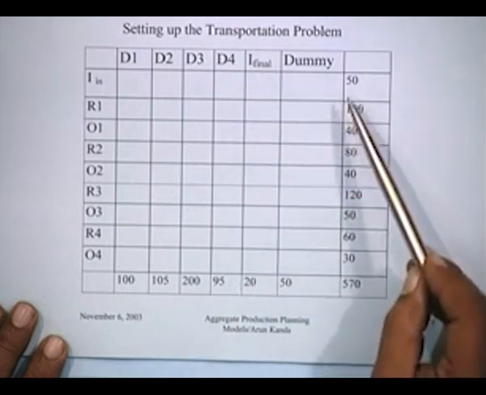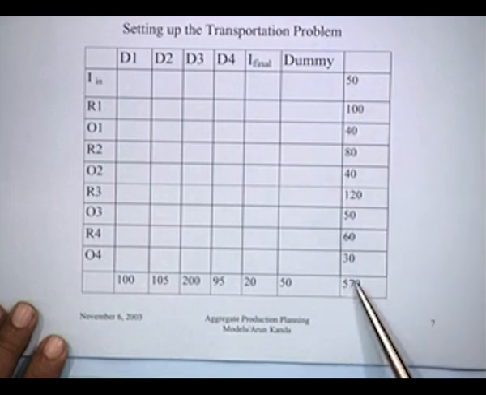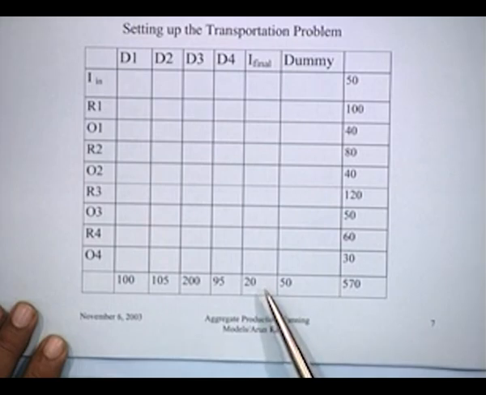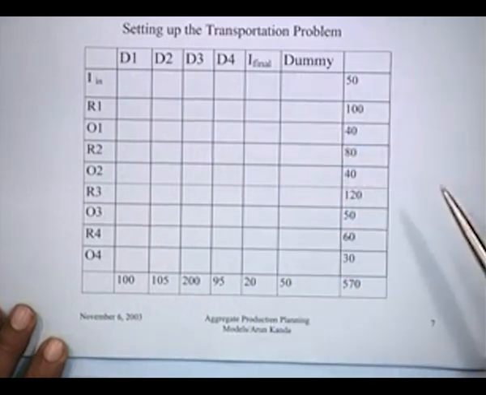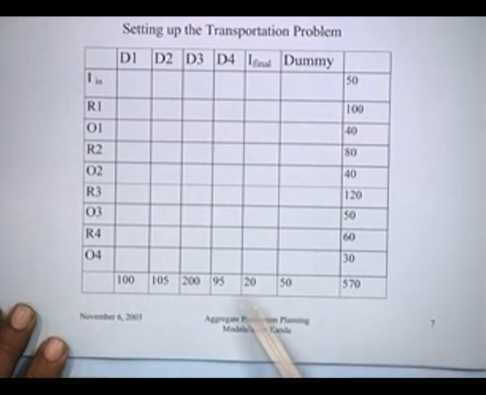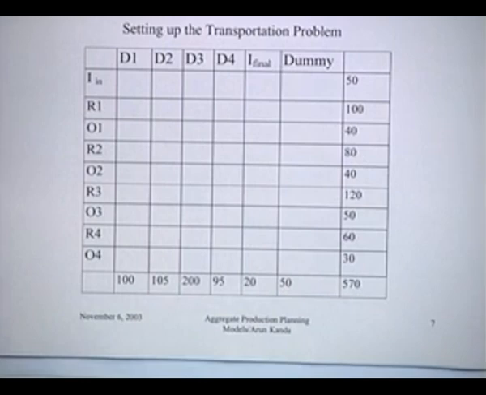So if you now sum up the column, you find that the total is 570, whereas if you sum up the row, you find that the total is actually 520. So you need a dummy column. So I add a dummy column here, and the capacity of this dummy column will be 50, so that now it becomes a balanced transportation problem.